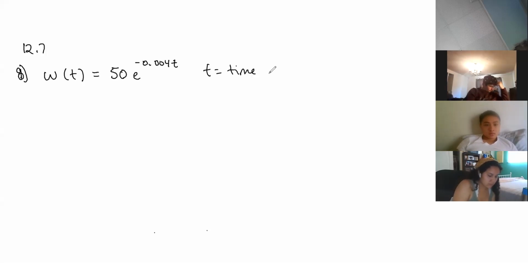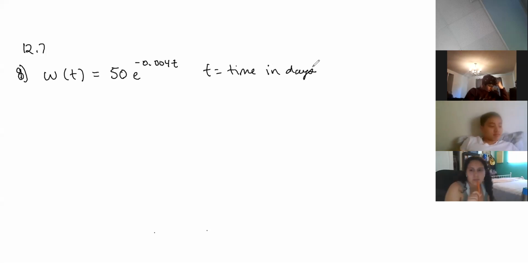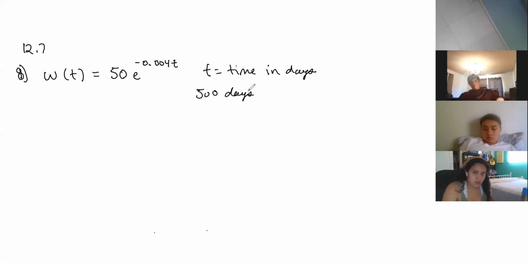Okay. A satellite has a power supply whose output in watts is given by 50 times e raised to the negative 0.004t, where t is time in days. How much power will there be at the end of 500 days? So what do I plug the 500 in for? I'm going to repeat it. A satellite has a power supply whose output in watts, so this is the output, is given by this formula where t is time in days. How much power will there be at the end of 500 days? Where will I be plugging in the 500? For t. So W of 500.